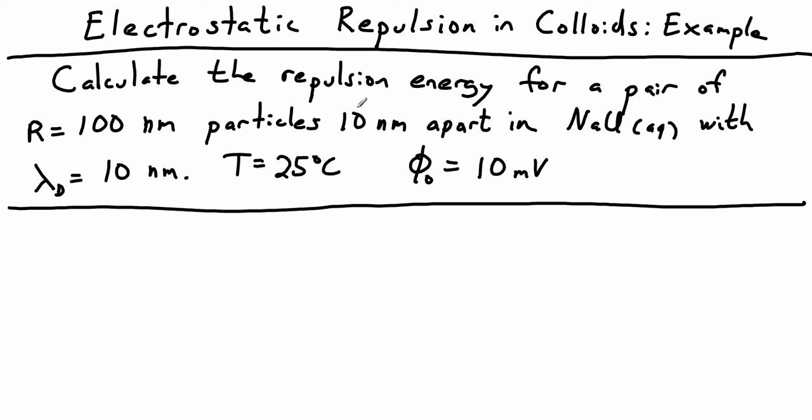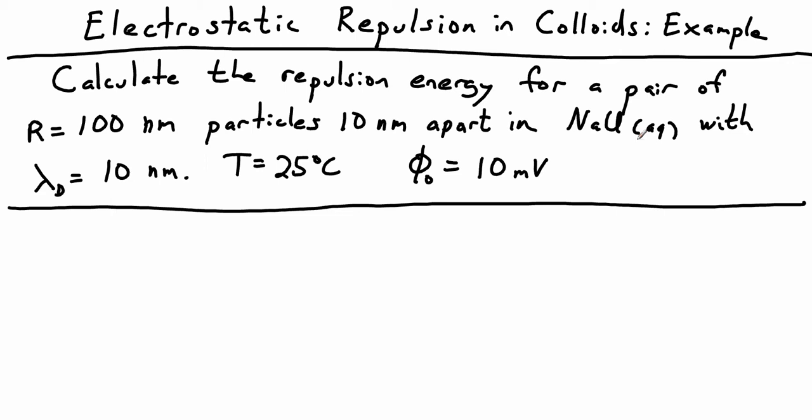Let's do an example looking at electrostatic repulsion for a pair of colloidal particles. So we've got some particles that are 100 nanometers in radius. They're 10 nanometers apart. They're in a sodium chloride solution of undisclosed concentration, but we are given the Debye length. So if we really need the concentration, we can just calculate it from that since we have the temperature and that it's in water.